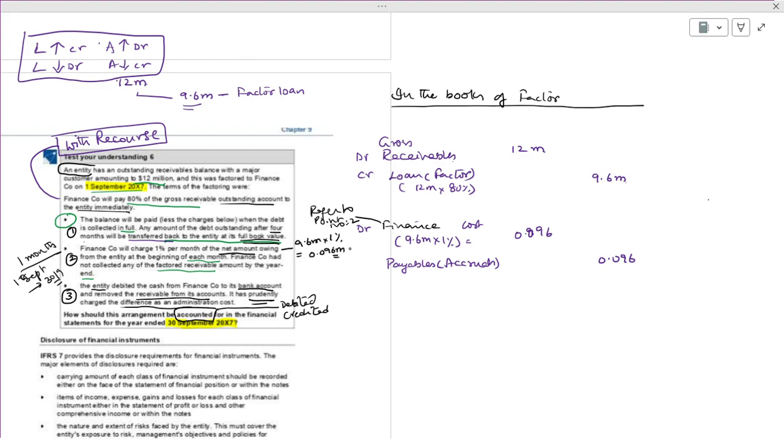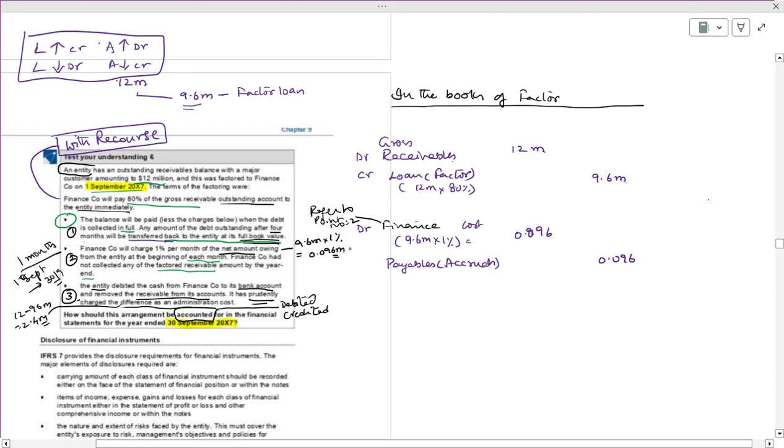Now, what they have mentioned very clearly is that the entity debited the cash. Point number 3: the entity debited the cash from the finance company to its bank account and removed the receivables from its account. It has prudently charged the difference as an administration cost. How much? 2.4. The difference is 12 minus 9.6, which comes to 2.4. Again, this has to be paid back.